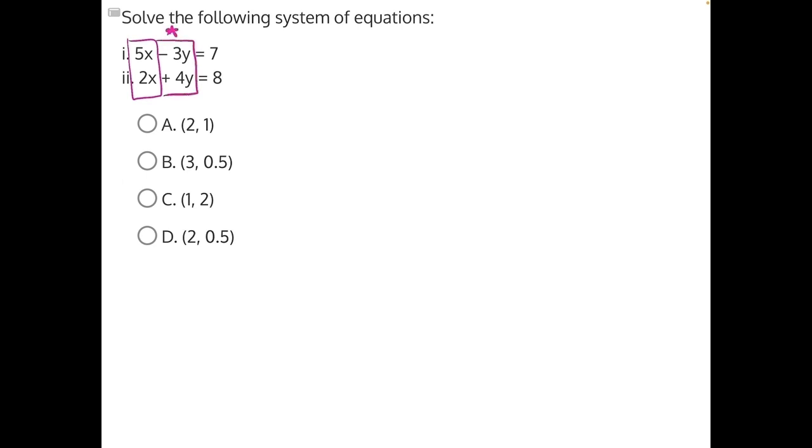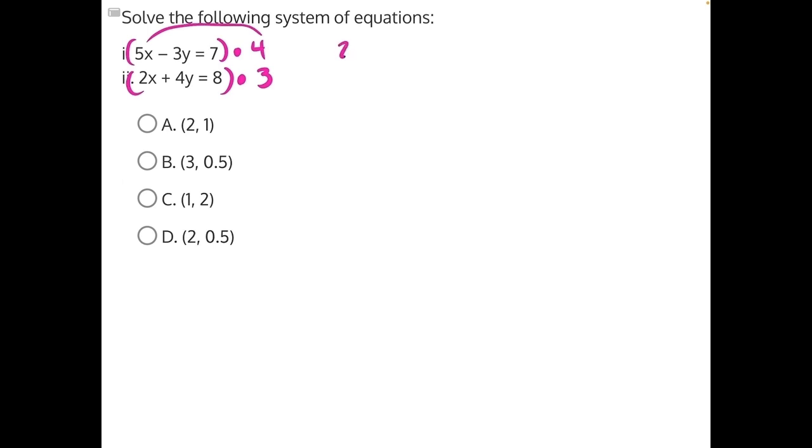In this case, our y variables already have opposite signs, so we just need to multiply by something that will get them both to become the least common multiple. In this case, 3 times 4 gives us 12, so let's make them both have a coefficient of 12. We have to multiply the top by 4 and the bottom by 3.